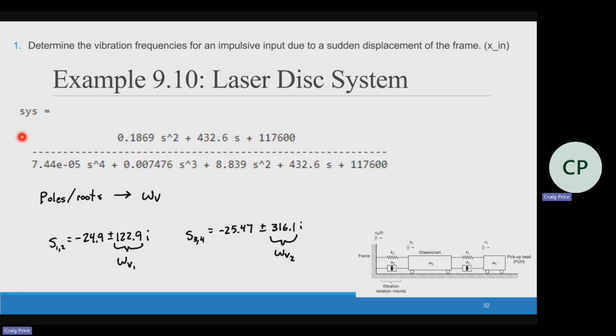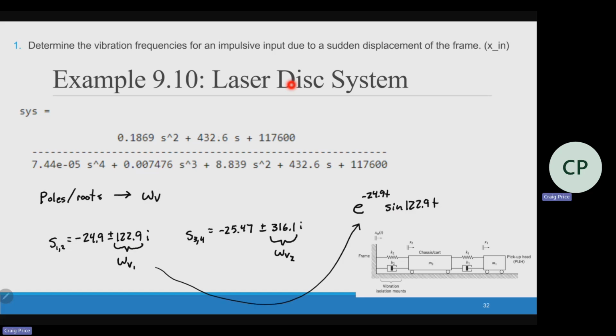This also tells us, when I hit it with an impulse, if you remember, the Laplace transform of an impulse is just a constant. So I'm multiplying this transfer function by a constant, and then it's going to die out. And so really the output of this is going to be like e to the negative 24.9 t sine 122.9 t. Similar for the other root.